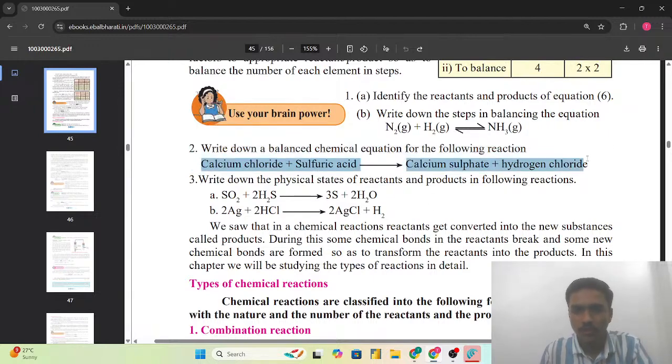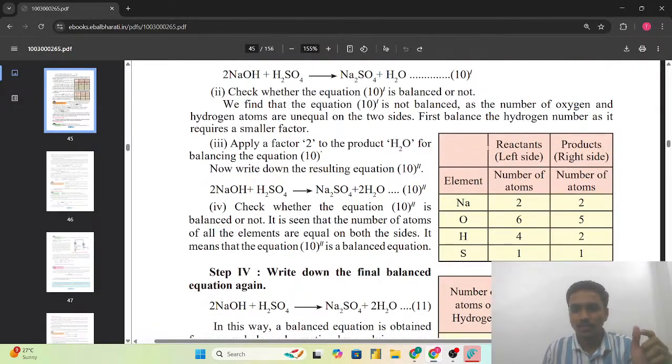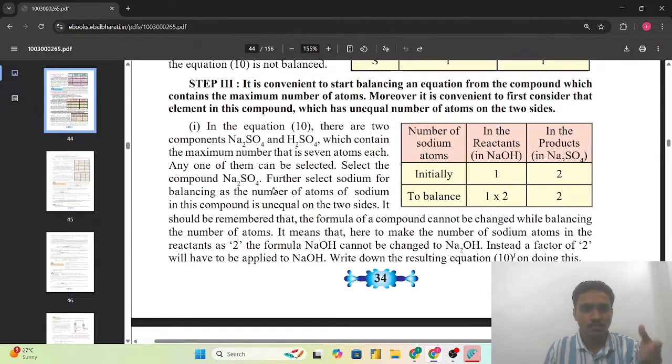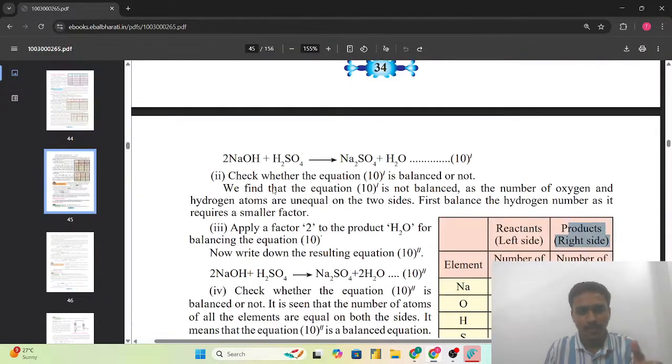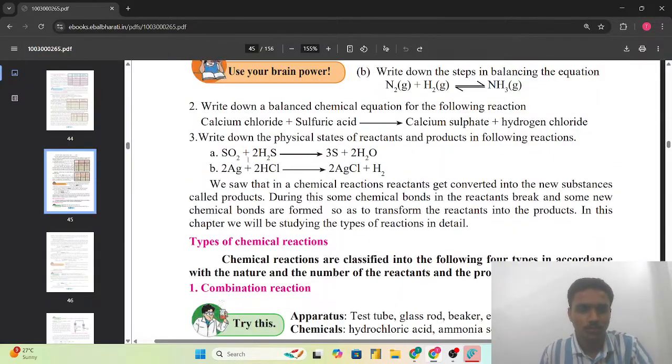Write the chemical equation for this word equation. Then simply make this chart of the element, reactant and product side. Try to identify whether each element is balanced or not, following all these four steps which we have seen in balancing a chemical reaction, and also you can answer that question: write down the physical states of the reactants and the products in the following reaction.